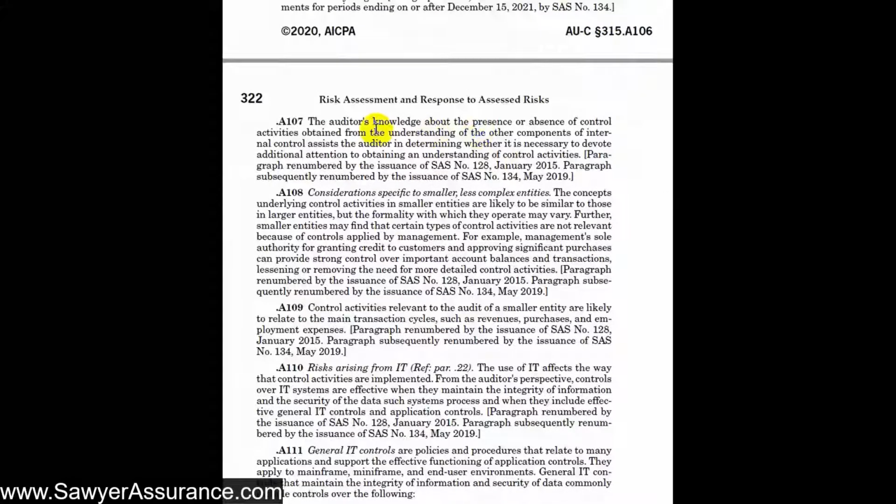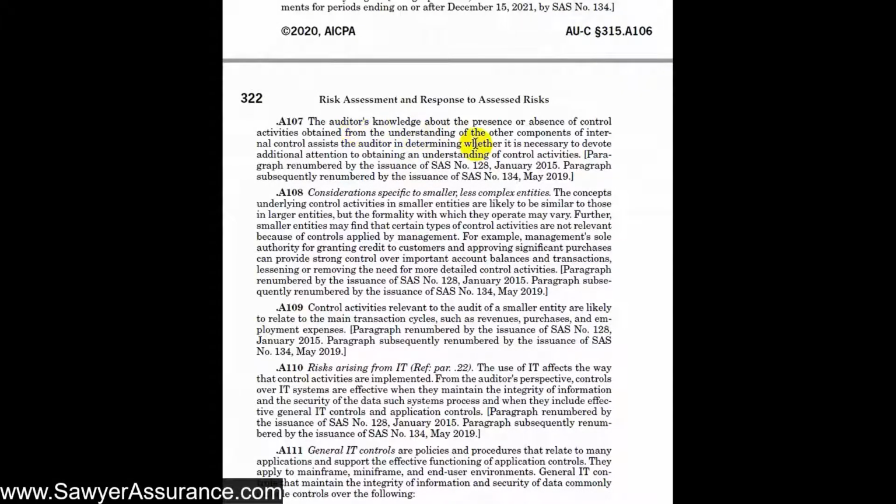And so we should think about this in relation to the other components of internal control. For instance, if there are not appropriate control activities for certain functions, then perhaps there may not be appropriate controls in the other components as well. So we just need to be mindful of how this all relates together.